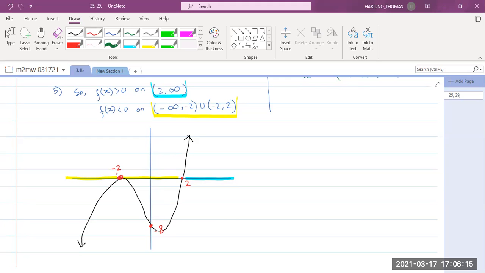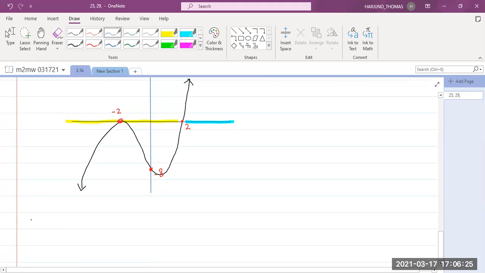Now let's do more. Number 29. So f(x) equals x squared, (x plus 2), (x minus 1) squared, and (x minus 2). Oh, they already factored it for us. Great.